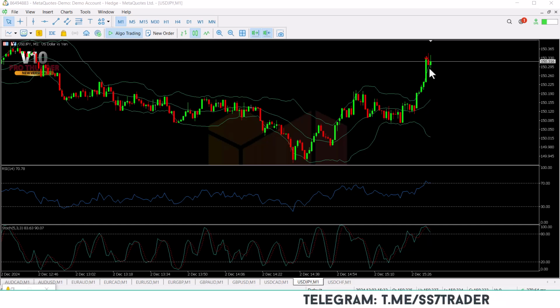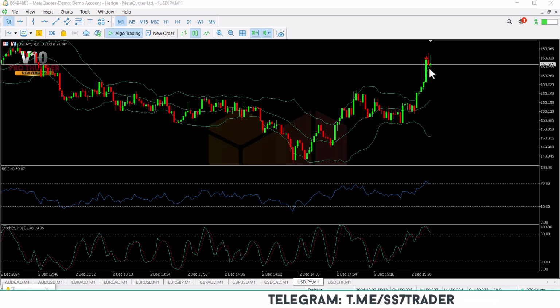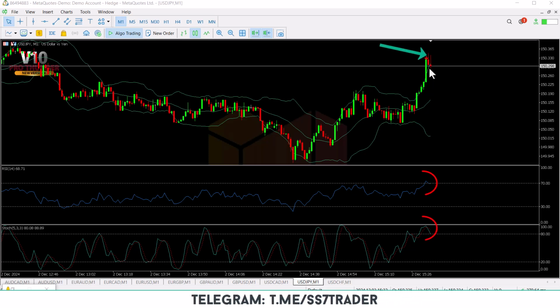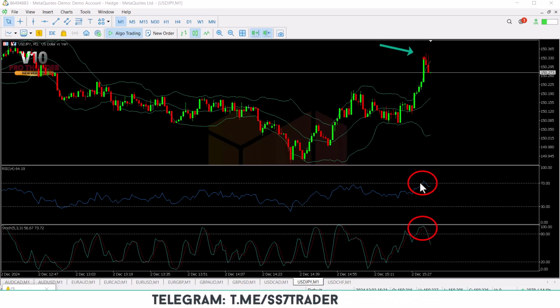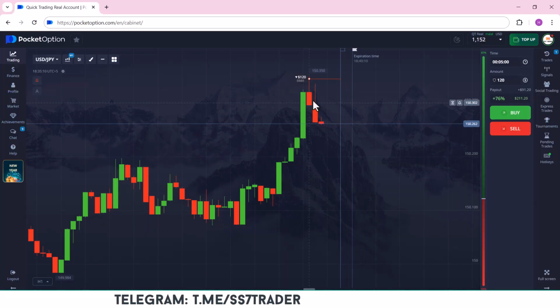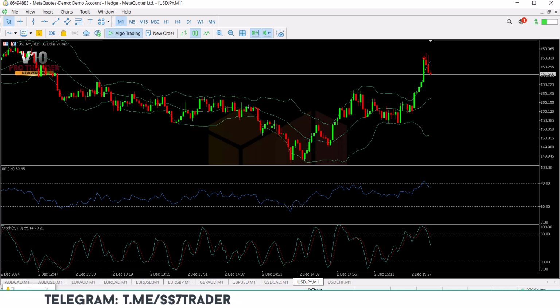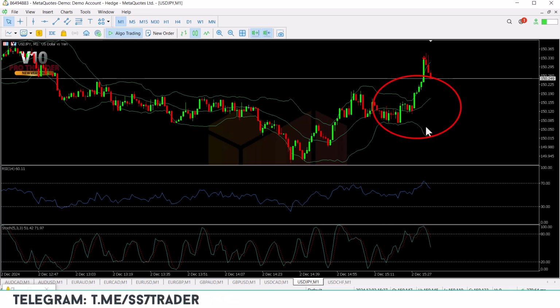I want to show you exactly why this signal is so reliable. Here's a closer look at the analysis. The RSI and Stochastic Oscillator are both in the overbought zone, signaling a potential reversal. At the same time, the Bollinger Bands show price touching the upper band, which is another confirmation.